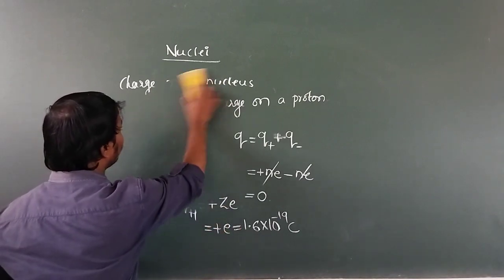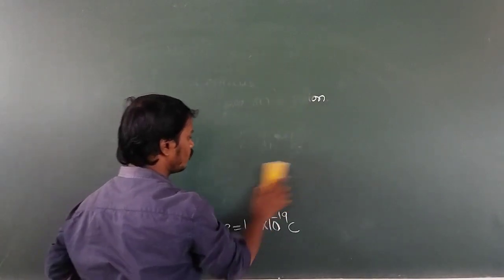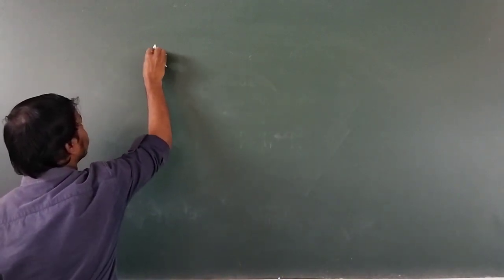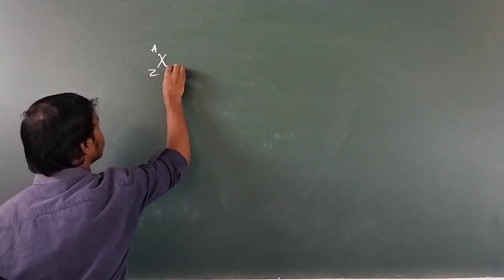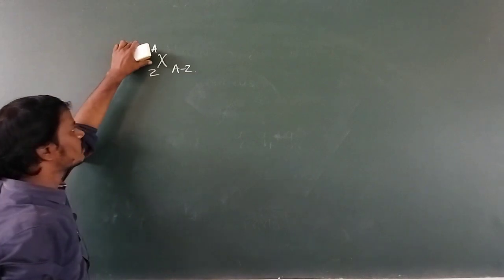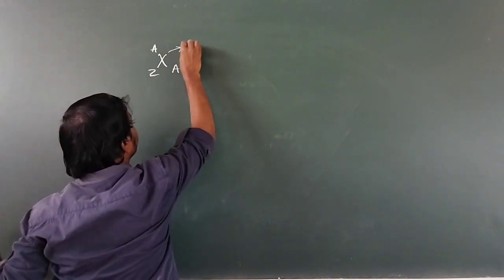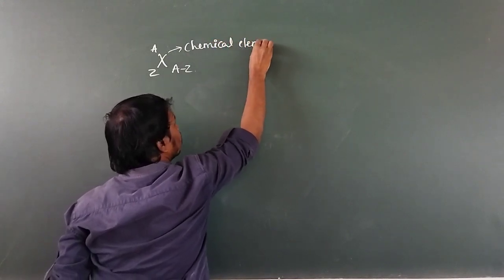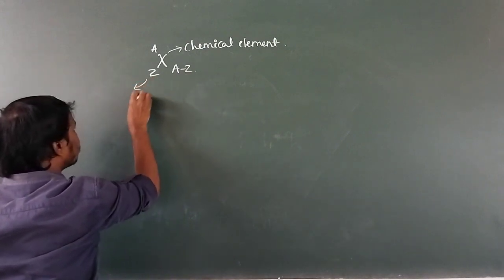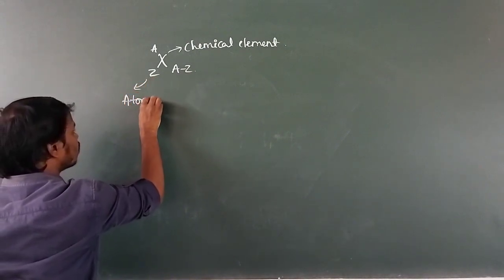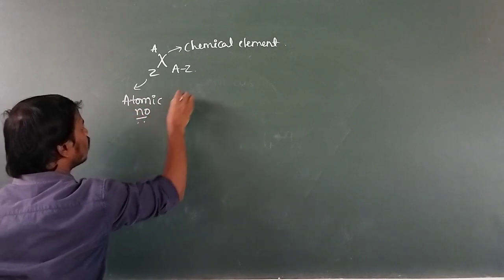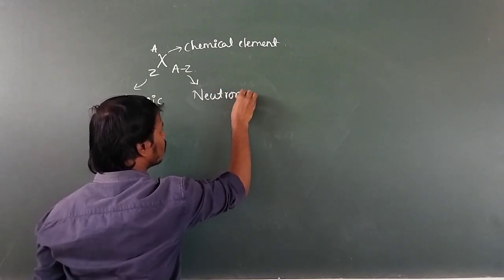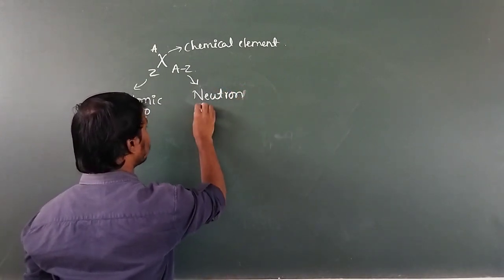Now, how to represent a nucleus? A nucleus can be represented by the symbol X with A as superscript and Z as subscript, where A minus Z is the neutron number. Here, X represents the given chemical element. Z is the atomic number, meaning the number of protons present in the nucleus. And A minus Z is the neutron number, the total number of neutrons present in the nucleus.